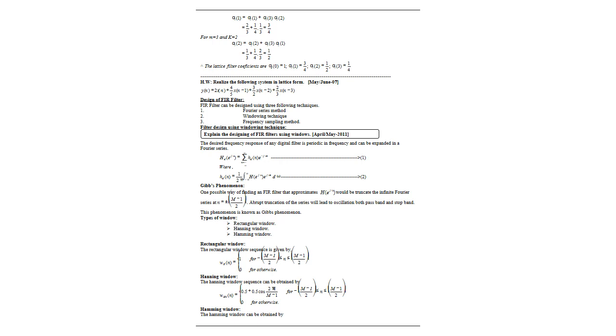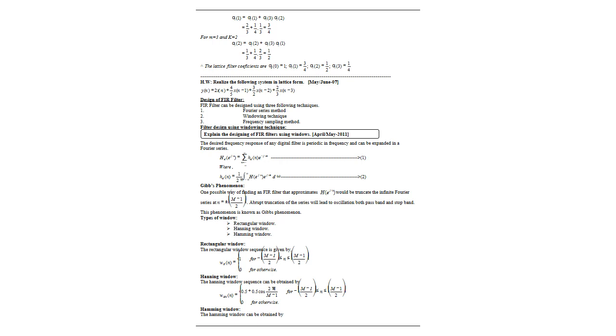So there are three types of windows. One is rectangular window, Hamming window and Hanning window. So for rectangular window, the formula is WR of n is equal to 1 for modulus of m minus 1 by 2 is less than or equal to n, less than or equal to modulus m minus 1 by 2, and 0 otherwise. For Hanning window, it is written as WHn of n is equal to 0.5 plus 0.5 cos 2 pi n by m minus 1 for minus modulus of m minus 1 by 2 is less than or equal to n less than or equal to modulus of m minus 1 by 2, or 0 otherwise.